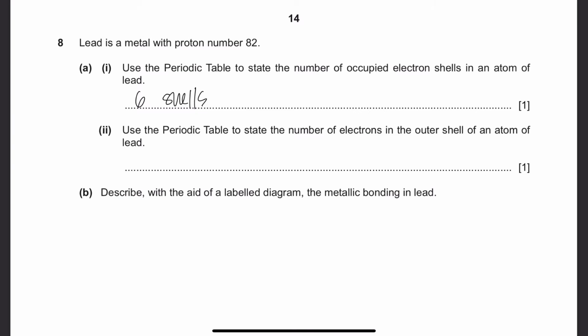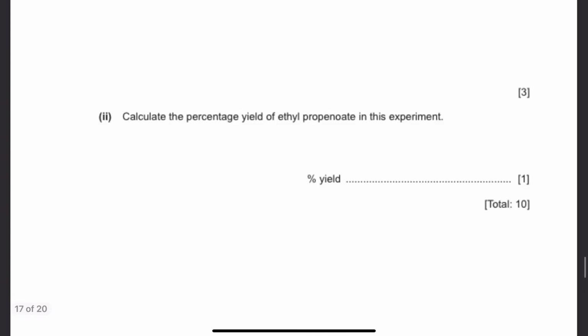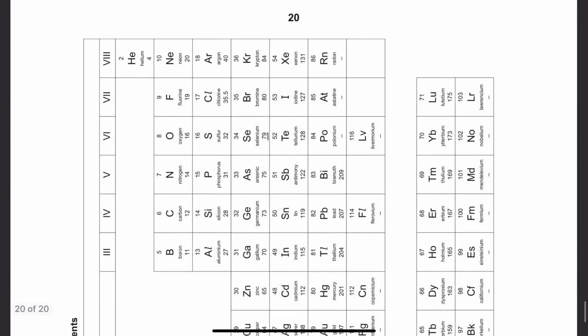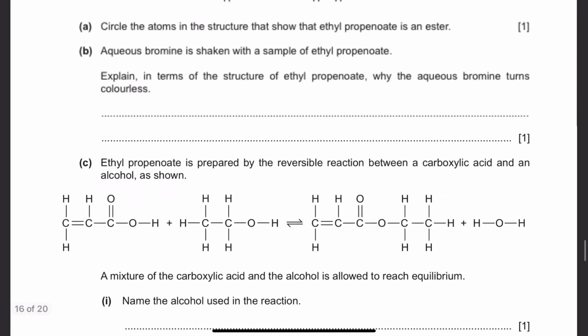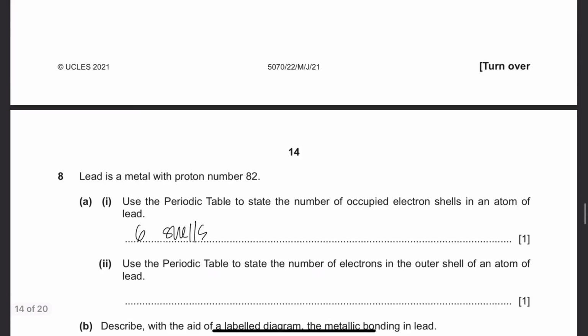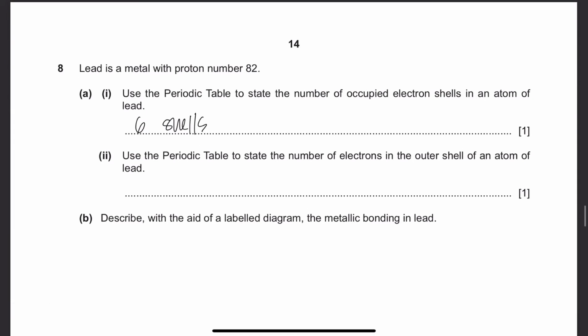6 electron shells, right? Use the periodic table to state the number of electrons in the outer shell of an atom of lead. So outer में कितने होंगे, in which group it is. Yeah, so कौन से group में है lead? Right here it's in group 4, therefore it should have 4 electrons in its outermost shell. So we say lead has 4 electrons.